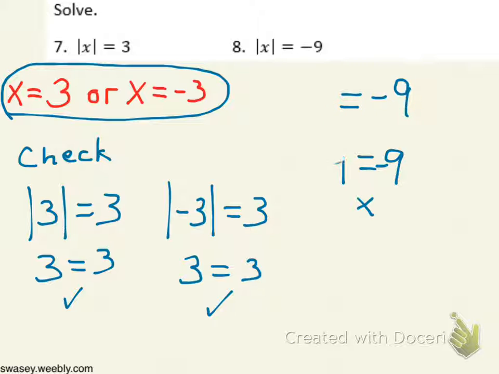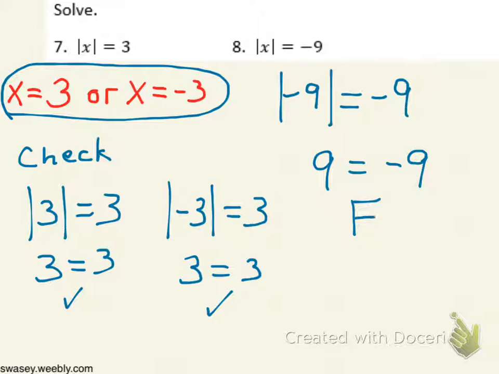You might think that negative 9 is possibly a solution. So the absolute value of negative 9, check that. The absolute value of negative 9 is also 9. 9 equals negative 9, that's false. That is not true.